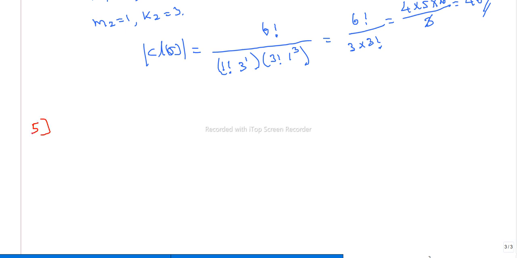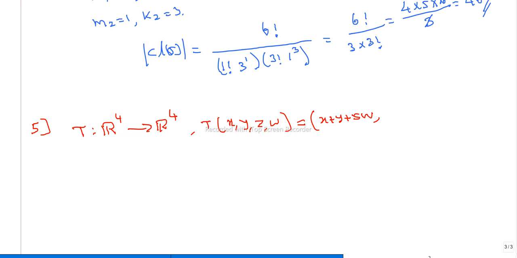Same type of question anyway. So we have a linear transformation from R4 to R4. It's defined by T of any 4 elements x, y, z, w goes to x plus y plus 5w, comma, x plus 2y plus w, comma, minus z plus 2w, comma, 5x plus y plus 2z. This is the last coordinate.